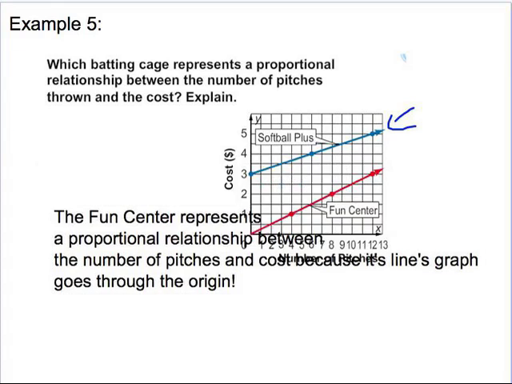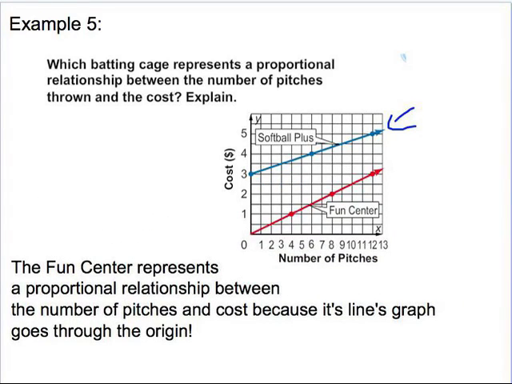So in that case, we know that if the line does not go through the origin, again, like the blue line here, it does not create a proportional relationship.